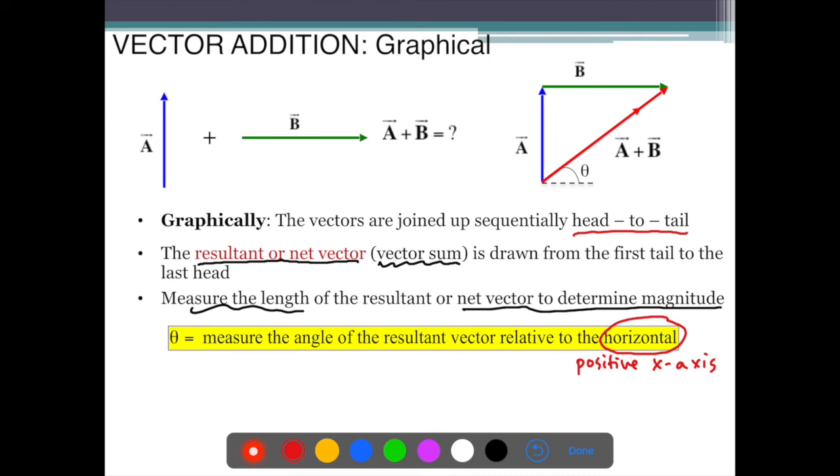Okay. So remember your coordinate system. This is positive x, negative x, positive y, negative y. And so if you have a vector like that, then you measure the angle from the positive x-axis. So that will be the angle theta. Right?